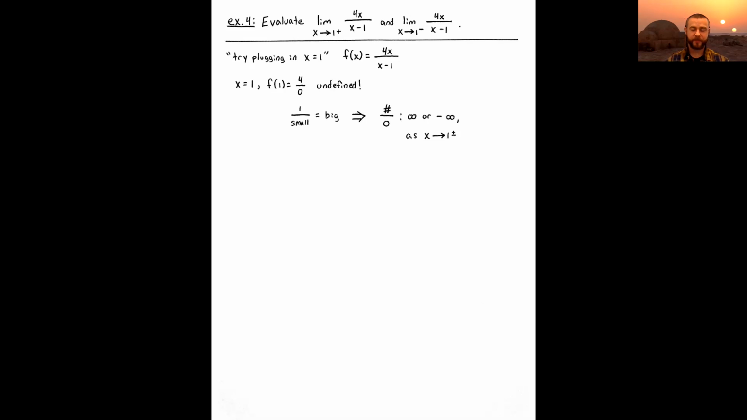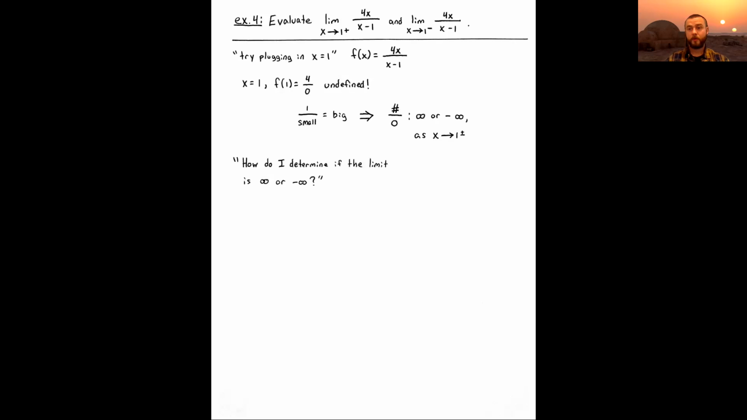So again, just to state this, whenever you plug in and you see pure division by 0, a non-zero number divided by 0, that usually indicates that your limit is either positive infinity or negative infinity. Usually, but not always, for most simple calculus problems, that's the case. Okay, so the point of that was that by plugging in, we get 4 over 0. We might suspect we have one of 2 possible answers, infinity or negative infinity.